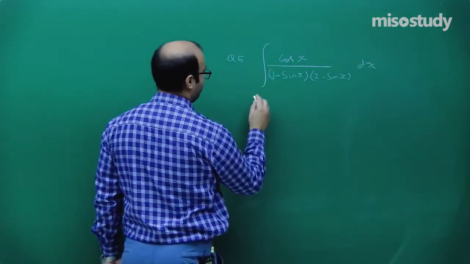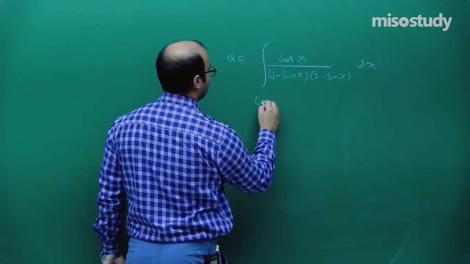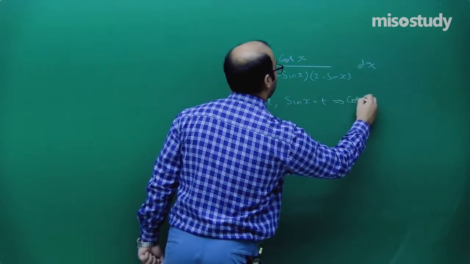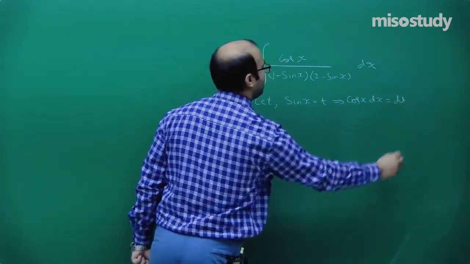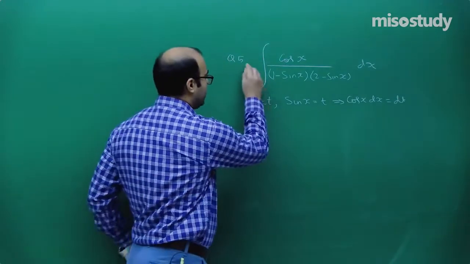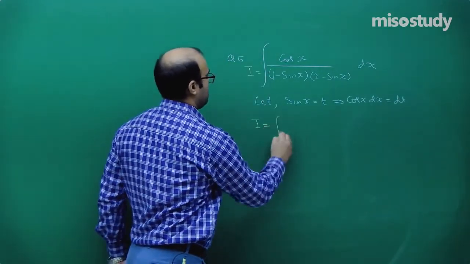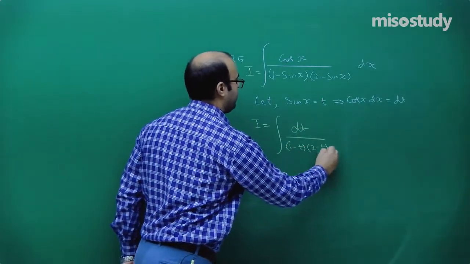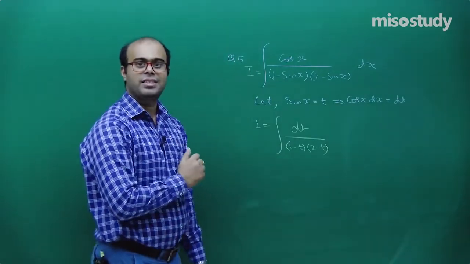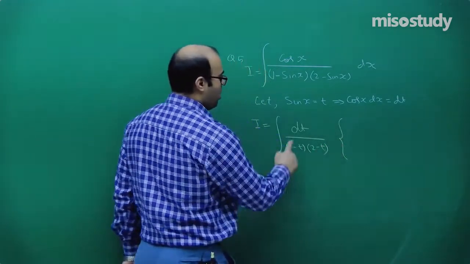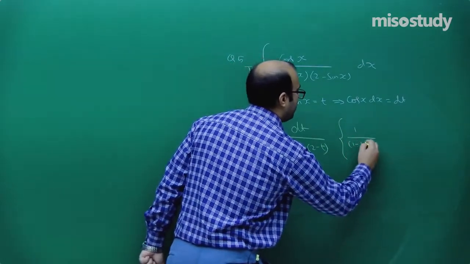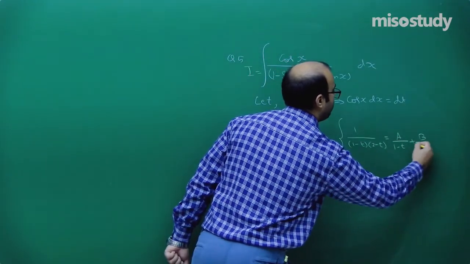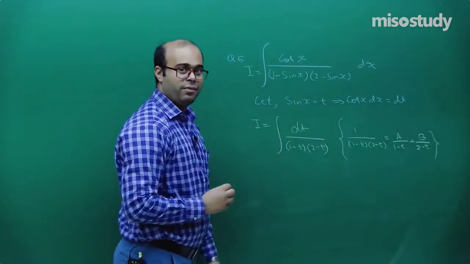So, here the first substitution we have to do is, let us take sin x is equal to t. If we take sin x is equal to t, we can say that cos x dx is equal to dt, that is the derivative of sin x, and we can write this integral I as cos x dx becomes dt, and this will become 1 minus t into 2 minus t. Now, again partial fractions, which we studied in the previous lectures. We can write 1 by 1 minus t into 2 minus t as a by 1 minus t plus b by 2 minus t. Now, what should be a and b, that we have to find out.